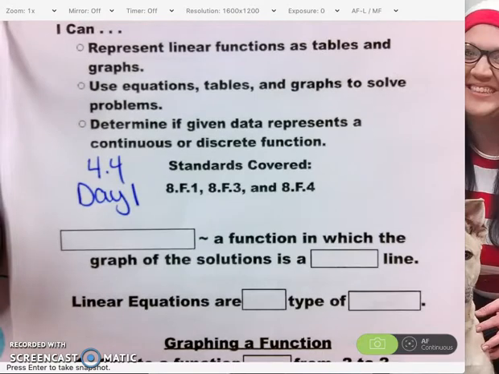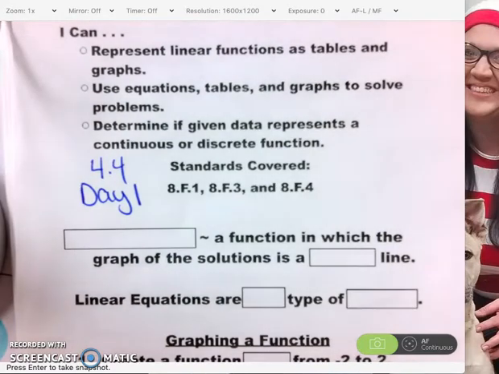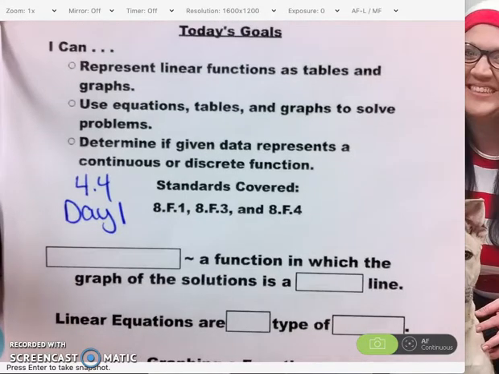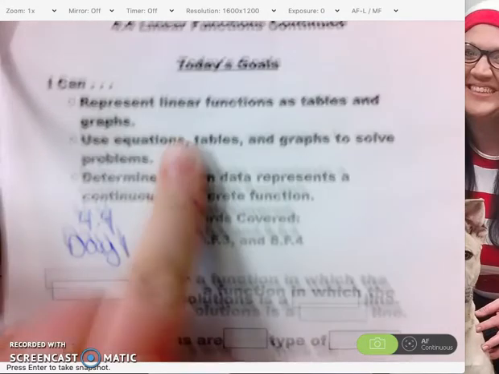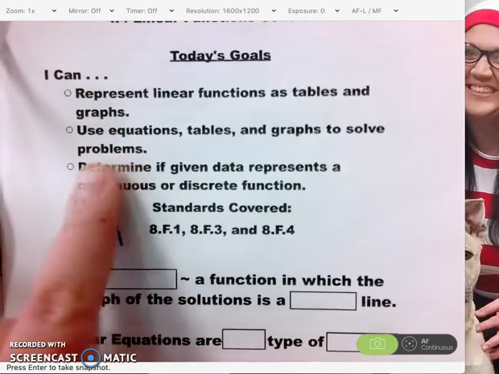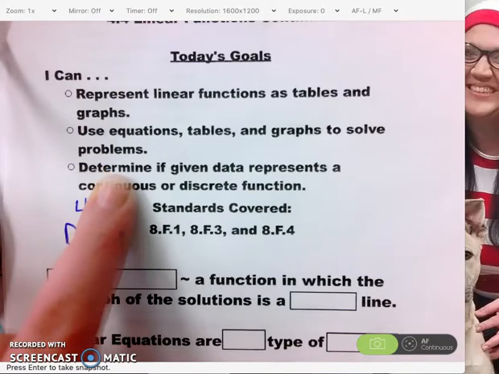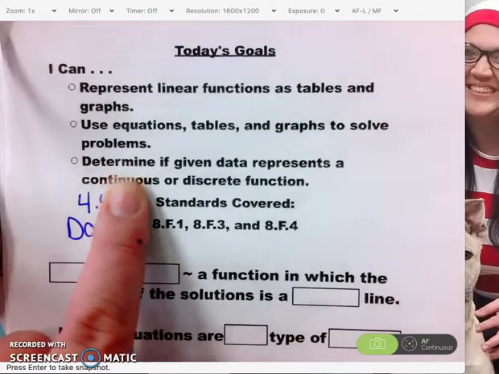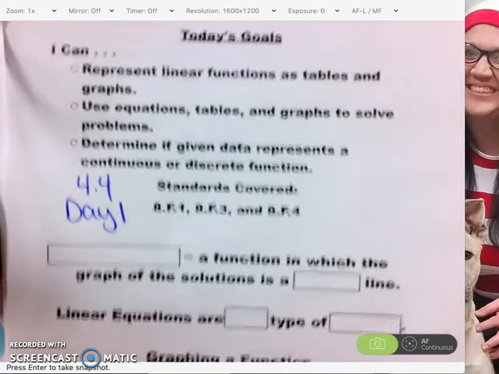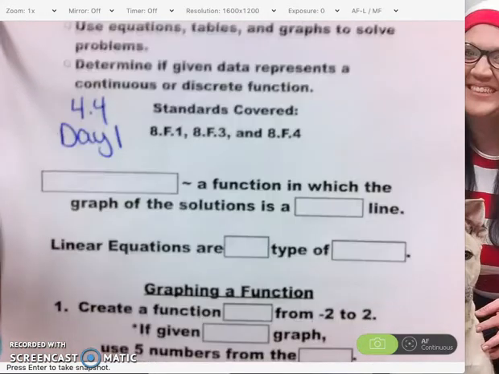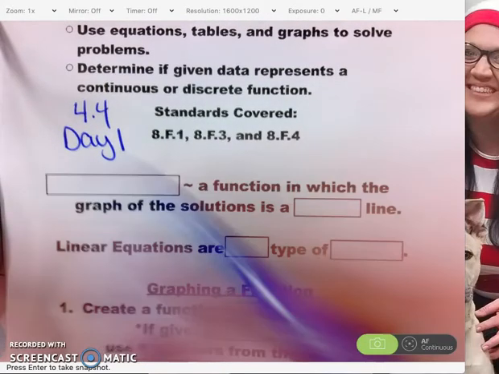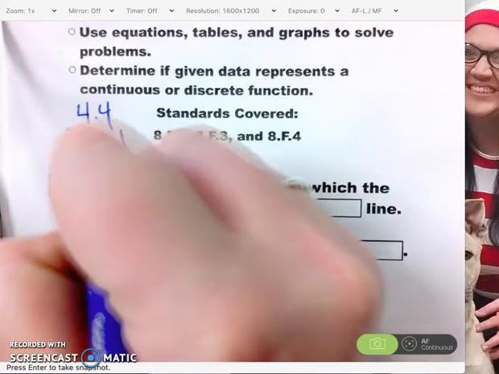4.4, day 1. We're going to be talking about linear functions. We're going to be able to represent linear functions as tables and graphs and use equations, tables, and graphs to solve problems. And then later on day 2, we're going to be determining if the data represented is continuous or discrete.